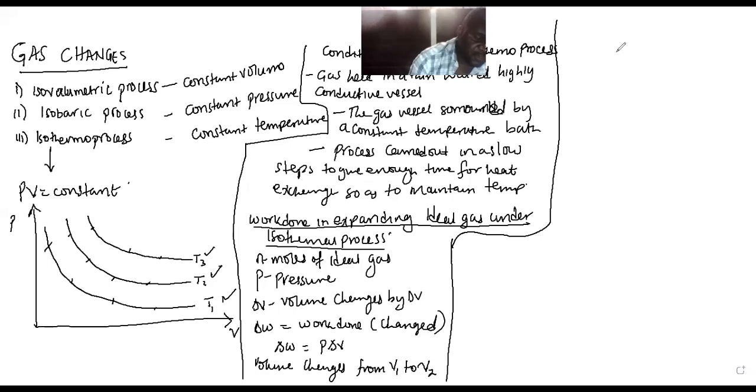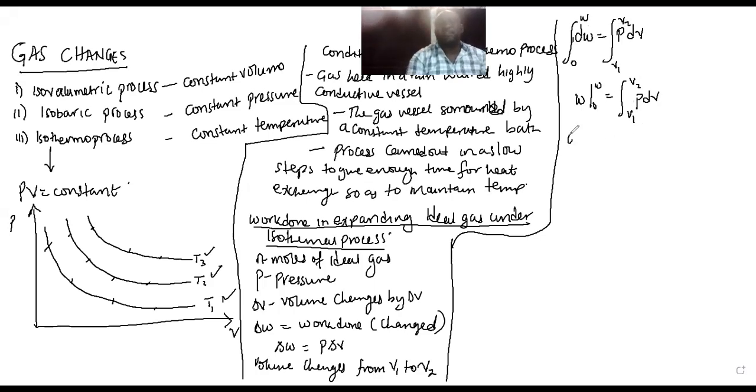Then the work done will be equal to dW = PdV. Then you integrate the work done from 0 to W, and the volume from V1 up to V2. When you integrate 1 with respect to W, you get W from 0 to W, which equals the integral from V1 to V2 of PdV. Therefore, work done will be equal to P V, but from V1 up to V2.